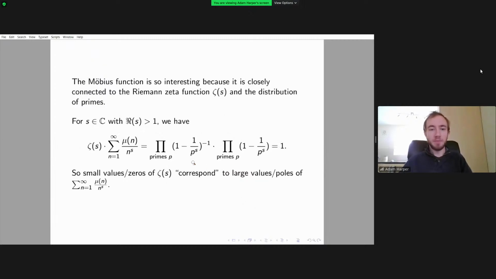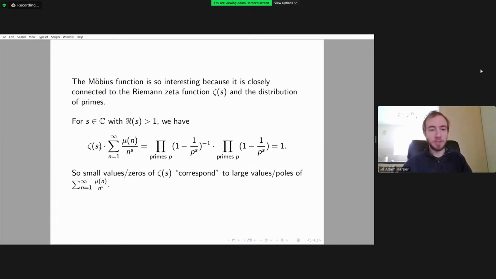And the reason for that is because it's closely connected to the Riemann-Zeta function and, through the Riemann-Zeta function, to the distribution of primes. And I want to say why, since people haven't seen this before. If you give yourself some complex number s with real part strictly bigger than 1, you can form the Dirichlet series whose coefficients are mu. And this converges absolutely when the real part of s is strictly bigger than 1.